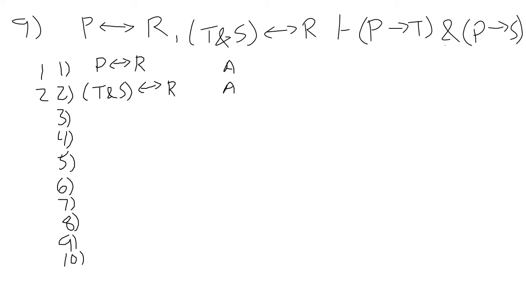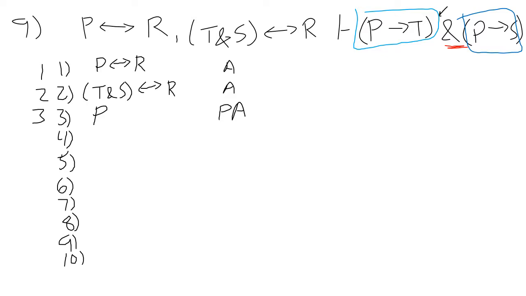So here in 9, our main operator and our conclusion is an ampersand. So we need to prove each one of these sides independent of one another and then put them together. And since they are a conditional statement, we know that we need to assume P as a PA and then look to prove the consequent. We'll focus here on the left-hand side first, the left conjunct, and then we'll do the right conjunct.